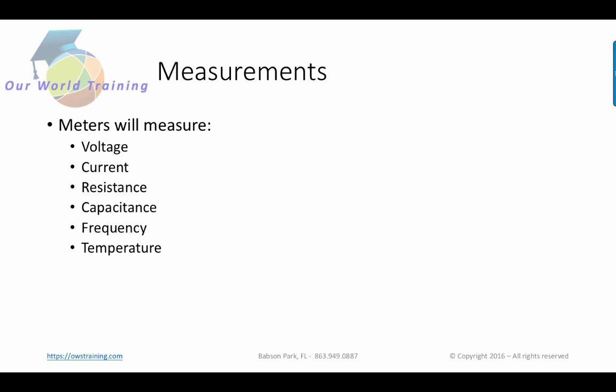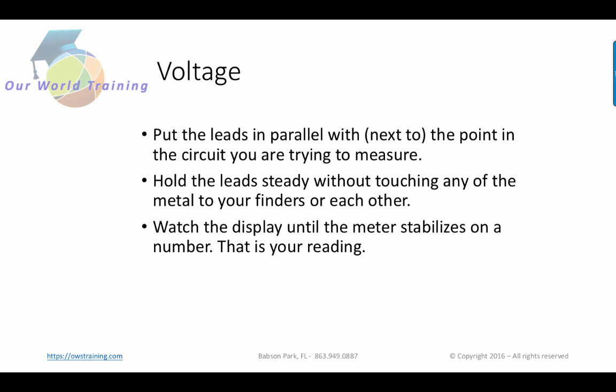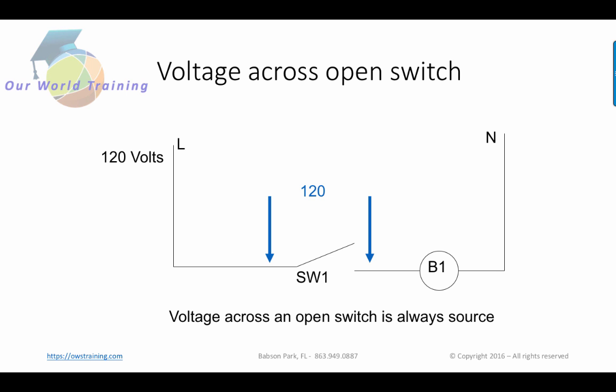Meters are going to measure voltage, current, resistance, capacitance, frequency, and temperature. Voltage is one of the most frequent measurements you make. To measure voltage, turn your meter on, set it to volts or V depending on what your meter shows. Make sure your leads are plugged in to the correct place on the meter. Put the leads in parallel, that's next to the point of the circuit you're trying to measure. Hold the lead steady. Don't touch any of the metal to your fingers or to each other. Watch the display until the meter stabilizes on a number that is your reading.